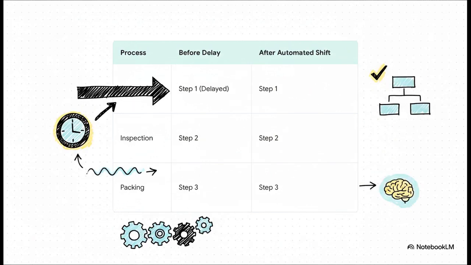Now, let's watch how an automated scheduler deals with that exact same delay. Assembly gets pushed back, but look, the system knows that inspection depends on it, so it automatically shifts all the related tasks, perfectly preserving the correct sequence. The plan is updated, it's still logical, and it's correct, with zero manual fixes needed.